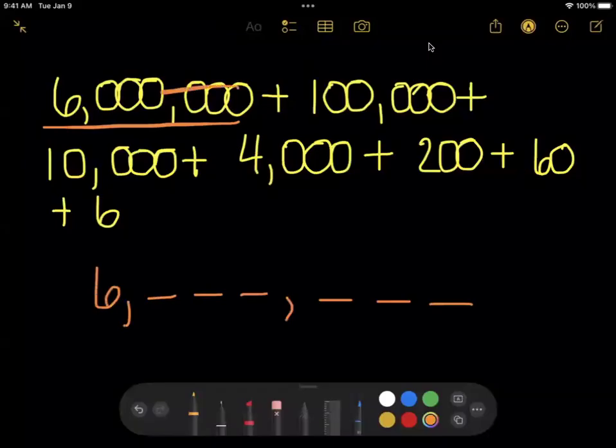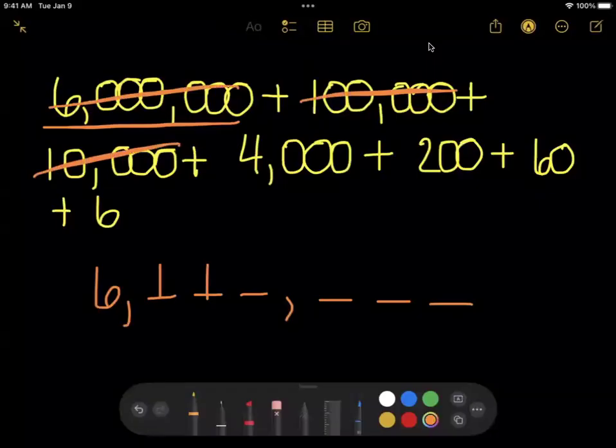Okay, so now that I've included this one in my standard form, now I'm going to look at the next number, which has a 1 in the hundred thousands place. So that's what I'm going to put in the hundred thousands place here. But I'm not going to write the zeros. I'm just going to leave the rest of the spaces blank. So I'm going to cross that out. The next number I have is 10,000, and that means there's a 1 in the 10,000s place. So I'm going to go ahead and put that here for my standard form number and cross this out.